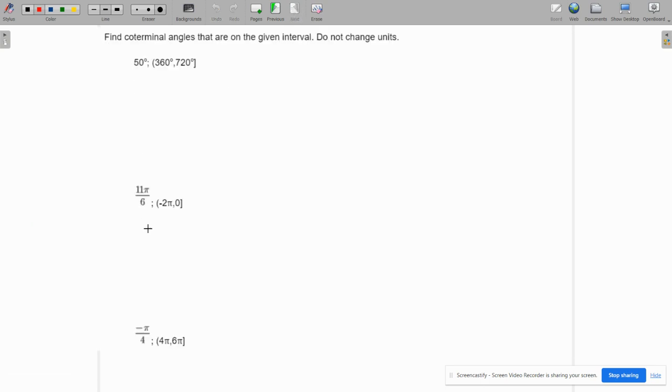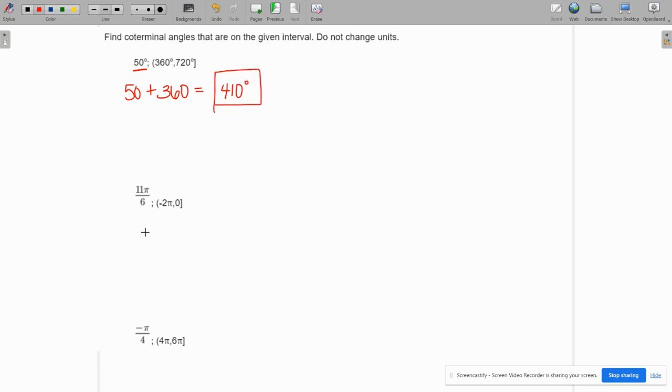Sometimes you might be asked to give a very specific coterminal angle, meaning that it has to be within a certain interval. So find coterminal angles that are on the given interval, do not change units. So what this is saying is I want something that's coterminal to 50 degrees, but my answer needs to be between 360 and 720. Parentheses with 360 means it can't equal 360, but it could equal 720 since this is a bracket. So clearly, to get from 50 to something coterminal between these two numbers, I would have to add 360. So 50 plus 360, we would get up to 410 degrees, which is in that interval.